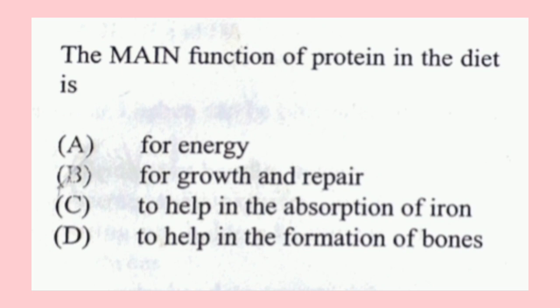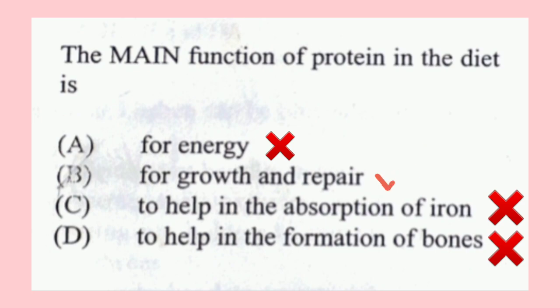So using the elimination method, we are going to eliminate option C, to help with the absorption of iron, and we're also going to eliminate option D, to help in the formation of bones. Now we have two answer choices remaining, A for energy and B for growth and repair. Now both of these responses are functions of protein, however the question did ask for the main function. So we're also going to eliminate option A. Although protein does provide the body with energy, the main function of protein would be option B, which is for growth and repair.